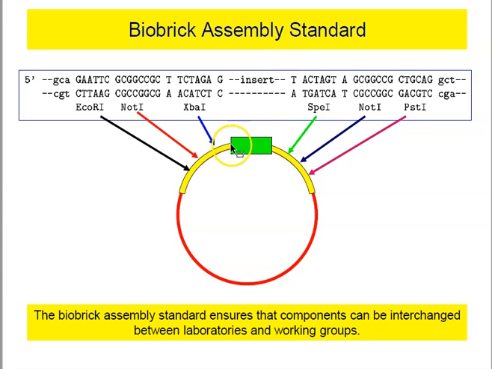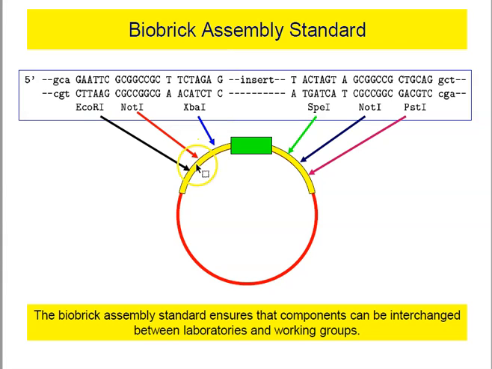And what this Biobrick assembly standard refers to is the restriction sites on either side of the gene of interest. So this is your gene of interest, and these are the restriction sites on either side of this gene. Now, what happens is that when you transfer this gene from one country to another or one laboratory to another, you always know which is the restriction site.